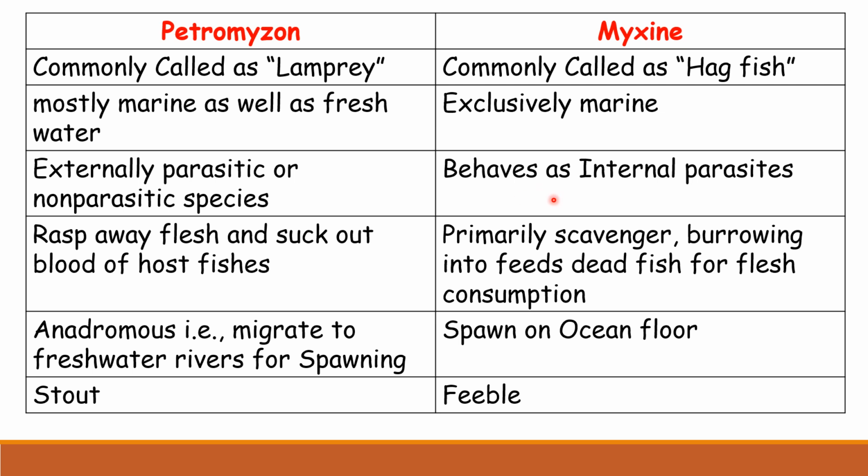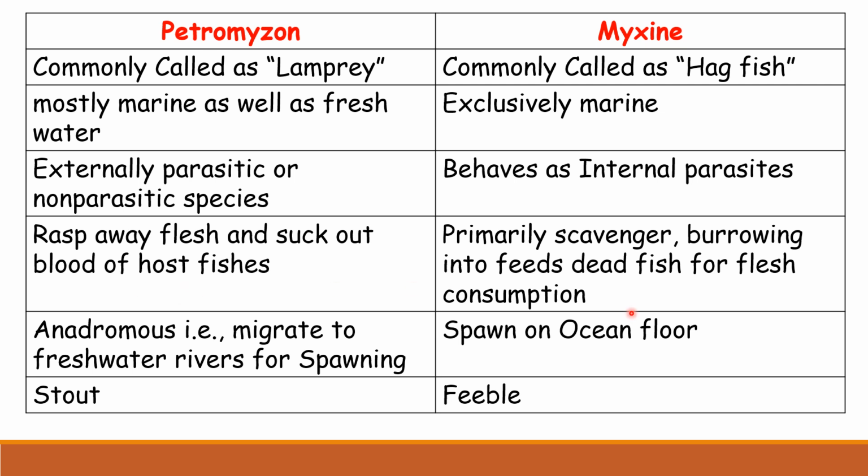On the other hand, Myxine behaves as an internal parasite. First we will see how Petromyzon feeds with the help of its suctorial circular type of mouth. It can attach itself to big fishes underneath their bellies, and after sticking to that fish's body, it starts sucking the blood with the help of this unique type of mouth structure seen in lampreys.